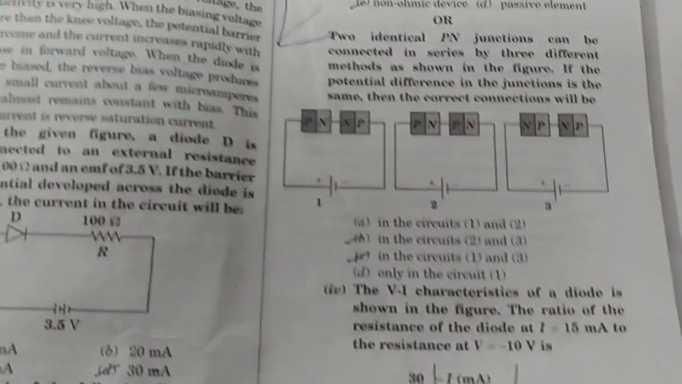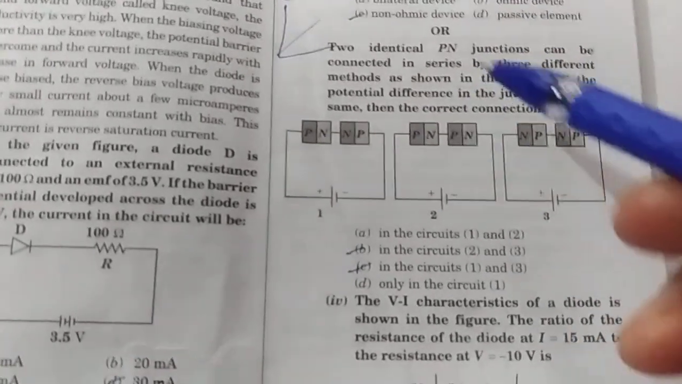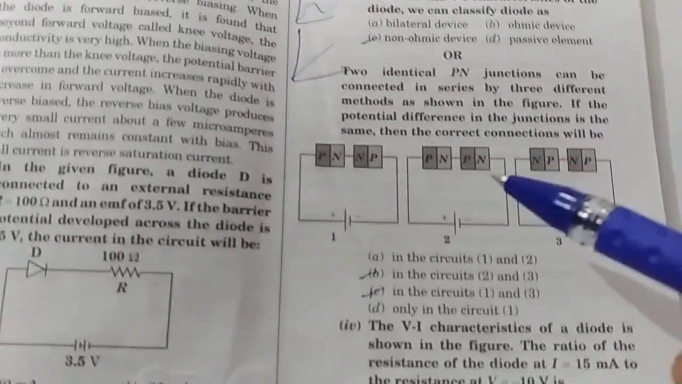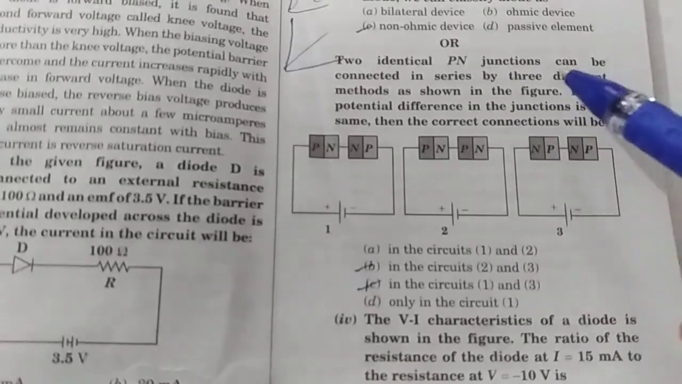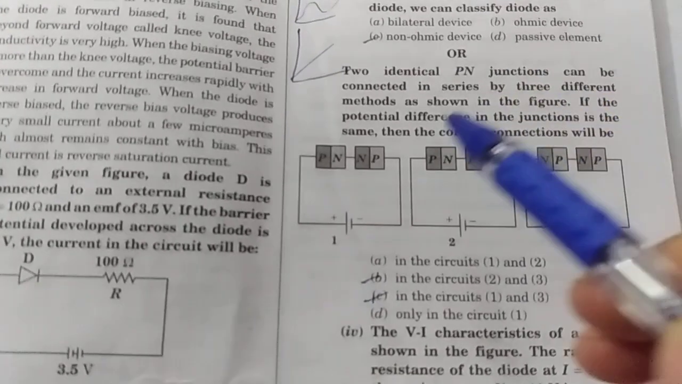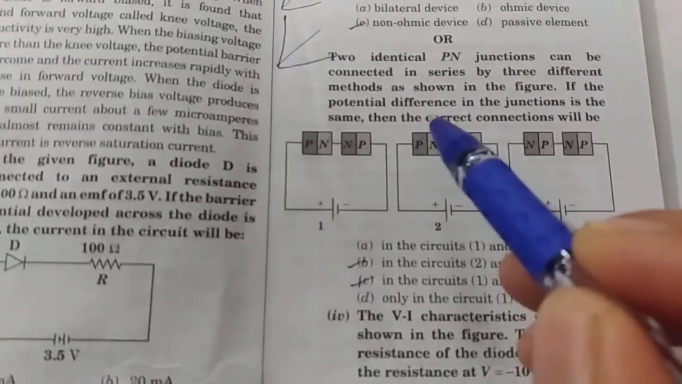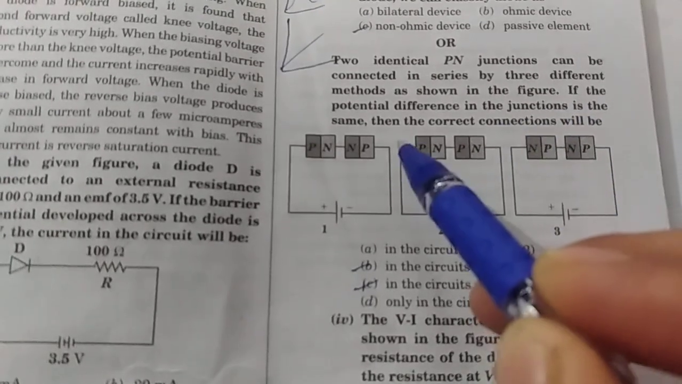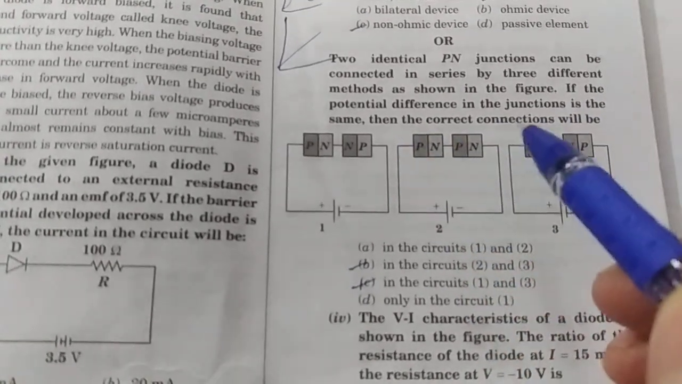Now let's come to the next question. We have two identical PN junctions which can be connected in series by three different methods as shown in the figure. If the potential difference in the junction is the same, then the correct connection will be.